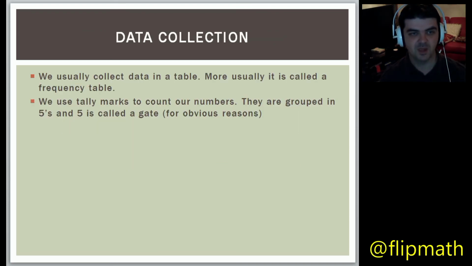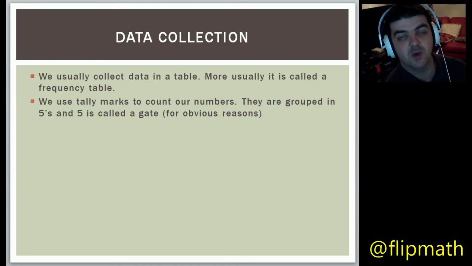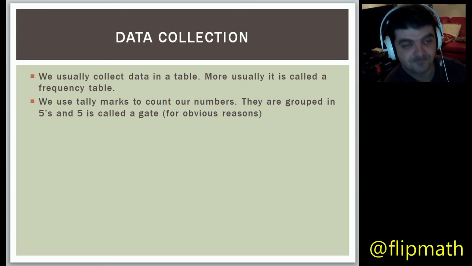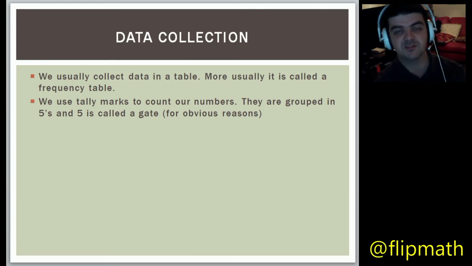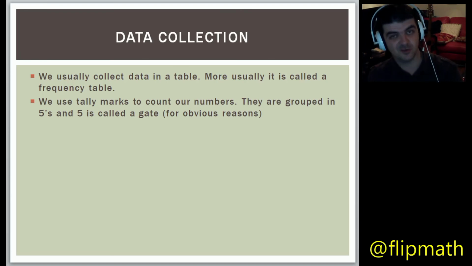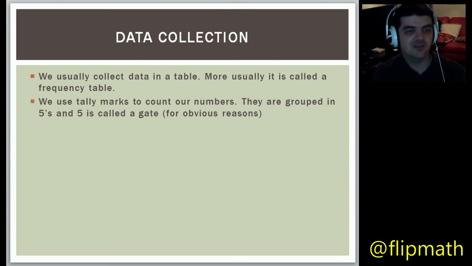Now, we will touch briefly on this, but most of this part is coming up in the next video, so how we collect data and represent data. We usually collect data in a table, like I've said, but more usually it's called a frequency table, and we use tally marks to count our numbers. They're grouped in fives, and 5 is called a gate, because it looks like a gate.